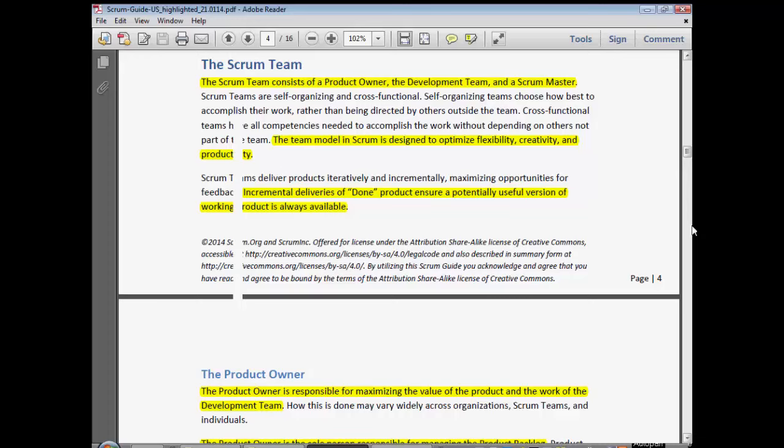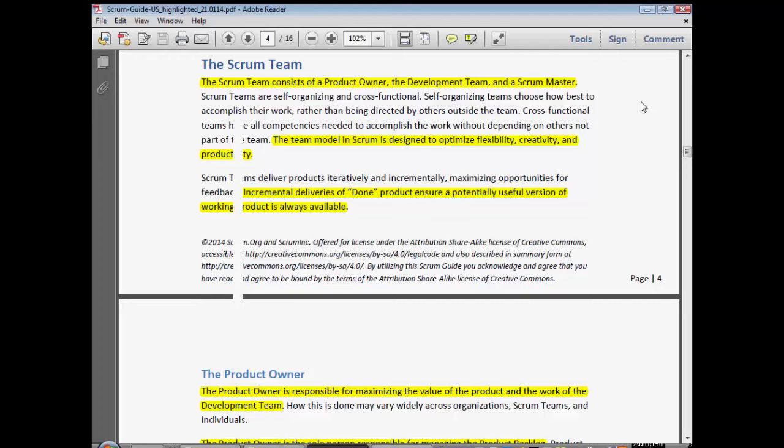Scrum team roles. So the first one is the Scrum team itself. What I've highlighted at the beginning here is just to make sure that you understand that the Scrum team actually consists of the product owner, the development team, and the Scrum master. So despite the fact that the development team is a team, it is within the Scrum team.